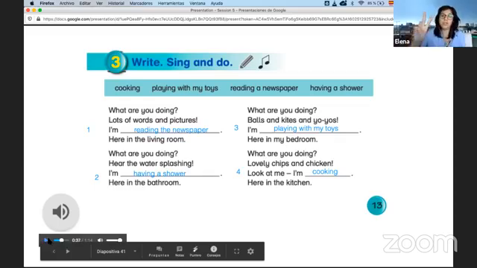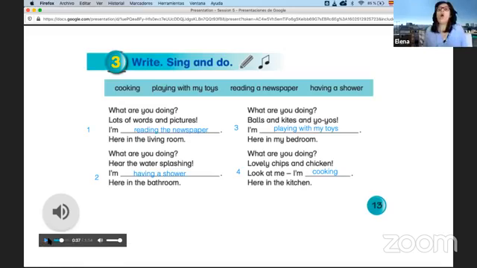1, 2, 3. What are you doing? Hear the water splashing. I'm having a shower here in the bathroom.